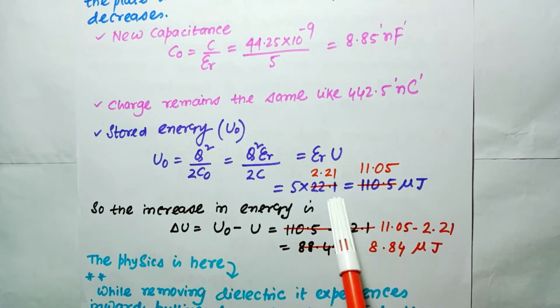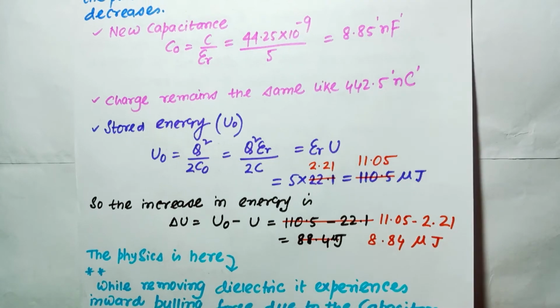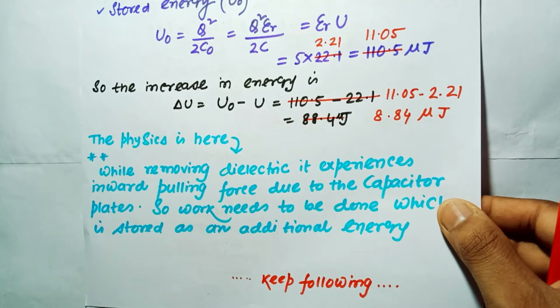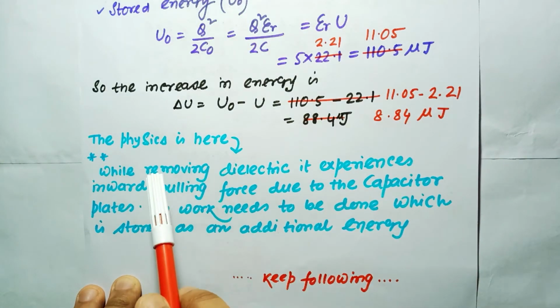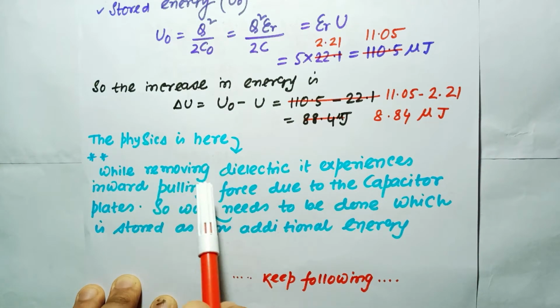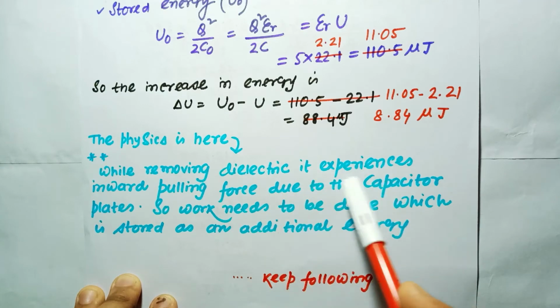So the energy is higher if I remove the dielectric material. The increase in energy, delta U, is equal to U naught minus U, which is 8.84 microjoule. So what is the physics behind this increase in energy? The physics is that while removing the dielectric material, it experiences an inward pulling force due to the capacitor plates.